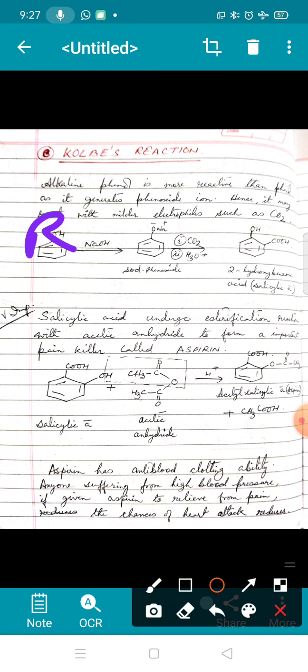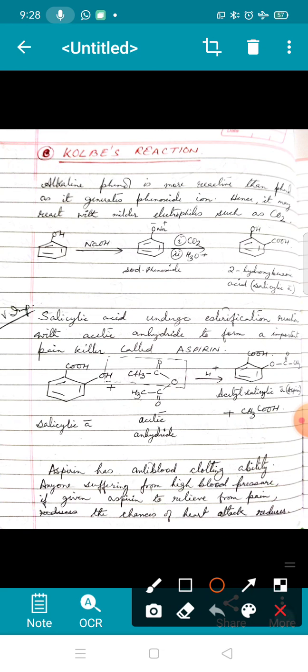So when salicylic acid, that is 2-hydroxybenzoic acid, is treated with acetic anhydride followed by hydrolysis, it forms a very important class of medicine, that is aspirin. Okay, so this is an important reaction, please try to remember.